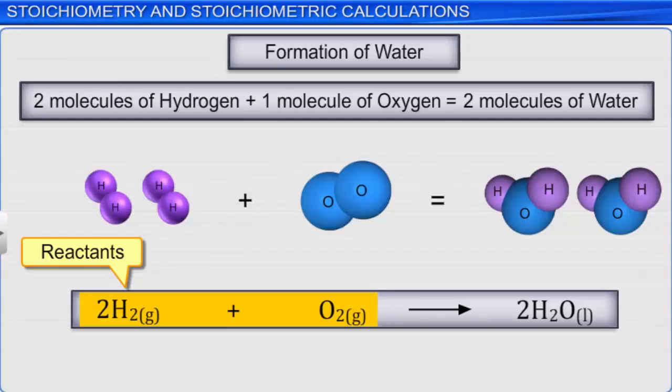In this reaction, hydrogen and oxygen are reactants. The products appear on the right side of the equation. In this example, water is the product.